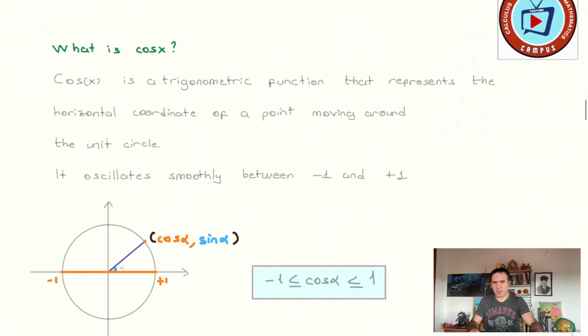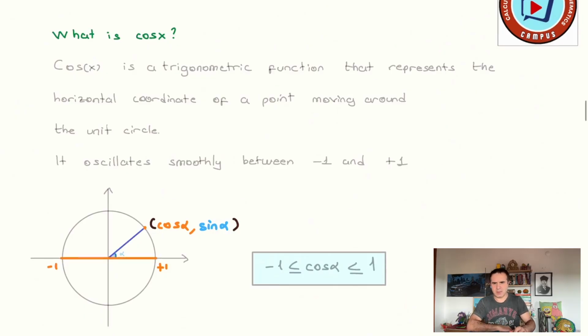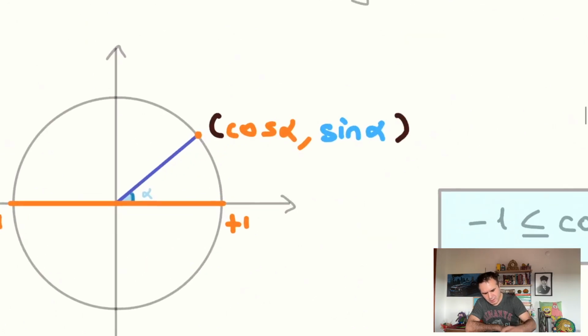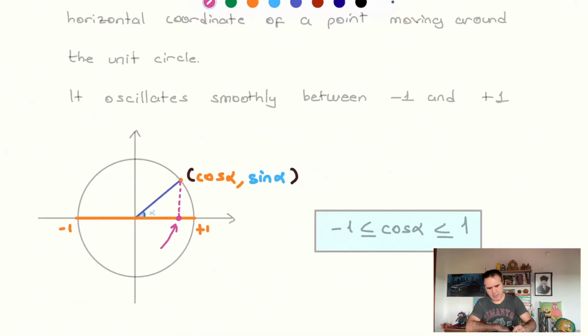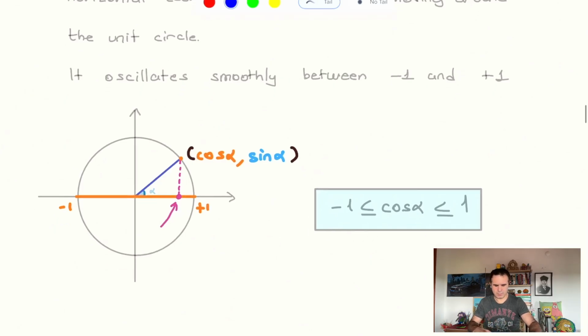First, what is cosine x? Cosine x is a trigonometric function that represents the horizontal coordinate of a point from here to here. It oscillates smoothly between -1 and +1. If this angle is alpha, cosine alpha will be the abscissa value of that. Cosine alpha is just here, and cosine alpha will always be between -1 and +1.